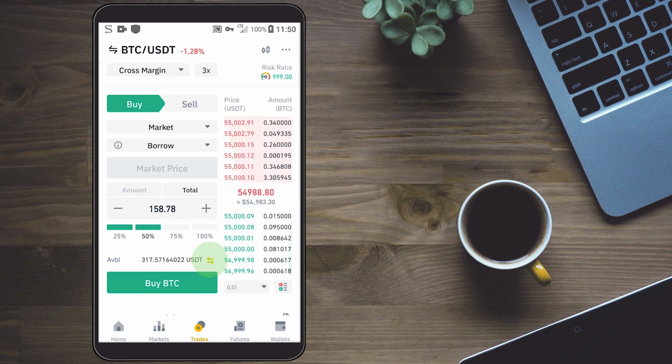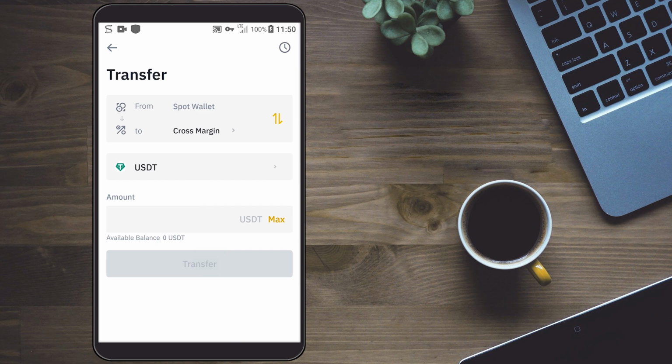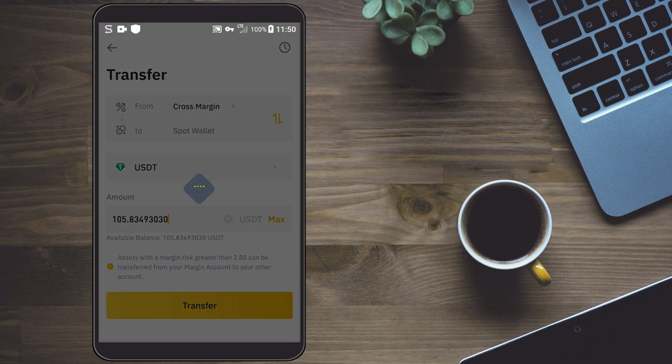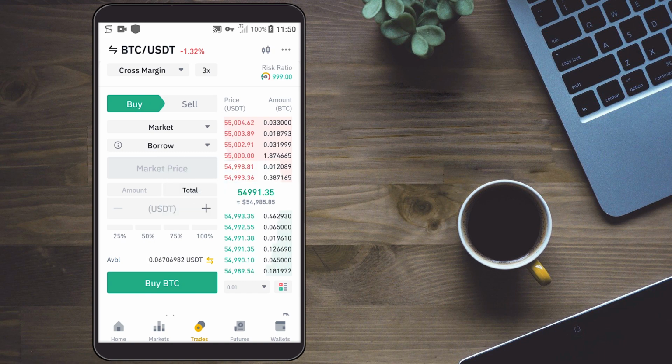Let's transfer this USDT back to our spot wallet. We touch this to change it from cross margin wallet to spot wallet. I want to transfer all of it, so I touch max, touch transfer, and the transfer was successful.